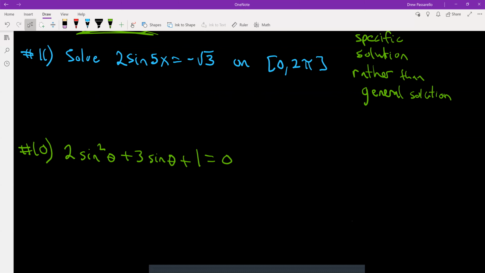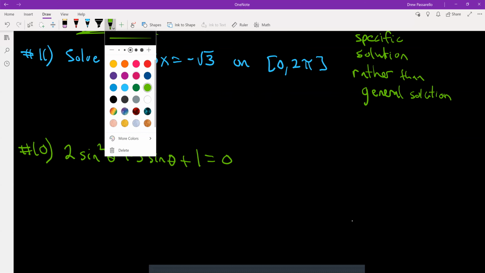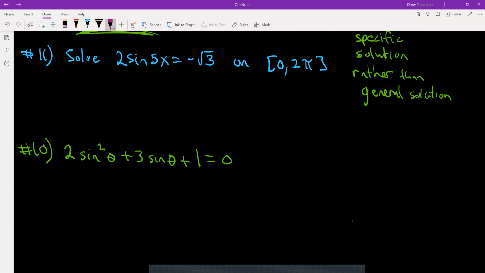So you'd have to recall from trigonometry class how you would solve something like this. We're going to use a change of variable so that we can apply rules that we know. I'm going to treat sine of theta, I'll just call it x. Let's say x equals sine of theta.